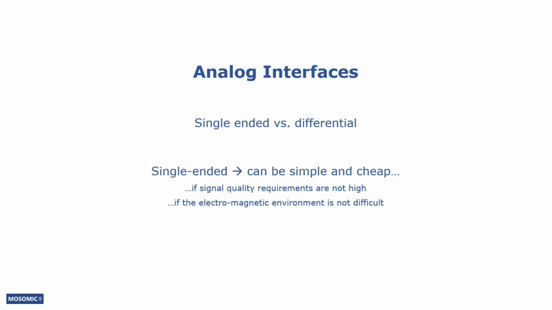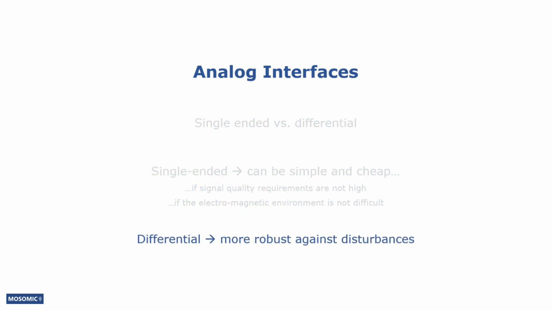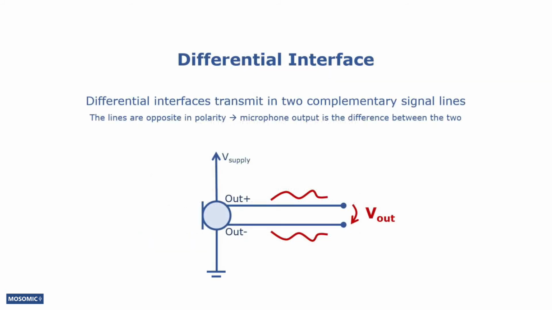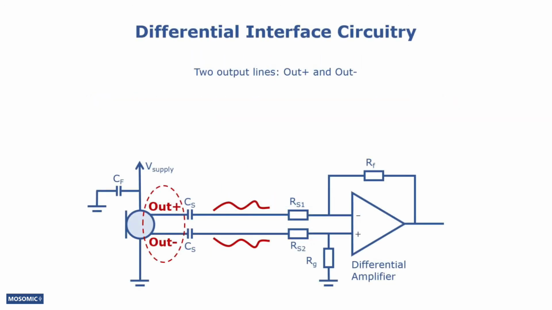However, in recent years, the differential interface has become popular in high-performance microphone systems because it has some significant benefits versus the single-ended one. Differential interfaces are more robust against disturbances, such as RF interference and crosstalk from other signals. They transmit the microphone output signal in two complementary signal lines. The signals on those lines are opposite in polarity, and the effective microphone output signal is the difference between the two complementary signals. The illustration here shows a typical differential interface circuitry.